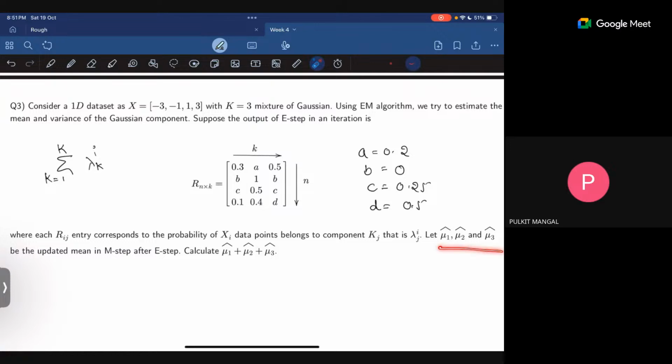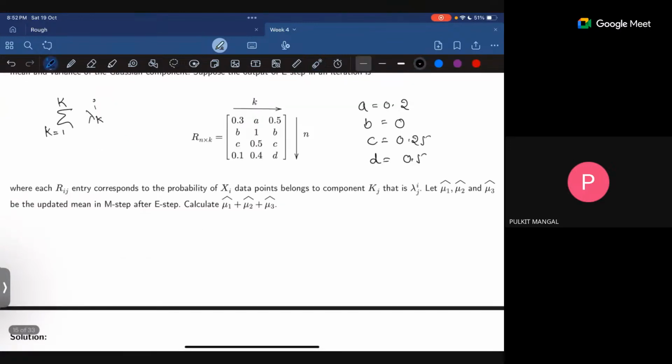The only thing you need to do now is update the mean. Does anybody remember the formula to update the mean in the M step? It is the weighted average, right? What is the formula for the updated mu k? Don't remember, sir. Okay.